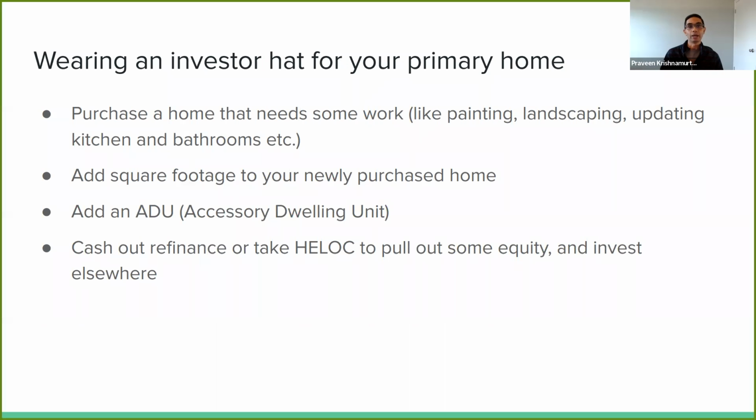And there are some ways in which you can maximize your bang for the buck while buying a primary home by wearing an investor's hat. What I've listed here is different ways in which you can enhance the value of your primary home, and they're in order of difficulty. So the first thing you can do is buy a home that needs some work, like a paint job, landscaping, updating kitchens and bathrooms.